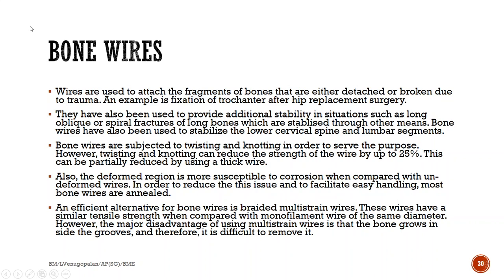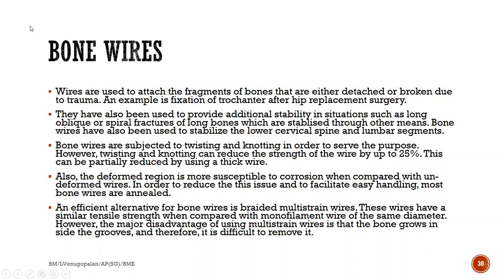So starting off with bone wires, these are like tiny wires that are used to connect fragments of bone that are either detached from a broken bone or detached from their parent surface due to a surgery, or they are broken due to a trauma. So, an example for such a fixation is the trochanter after hip replacement surgery. So that is, the trochanter is fixated using bone wires.